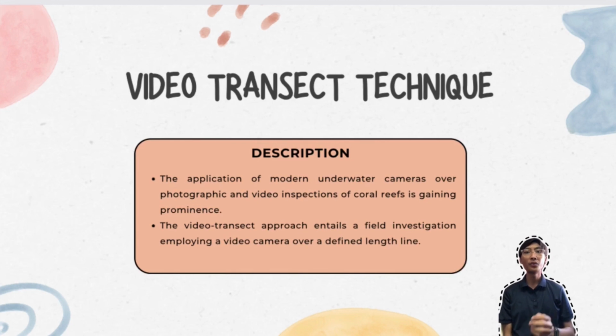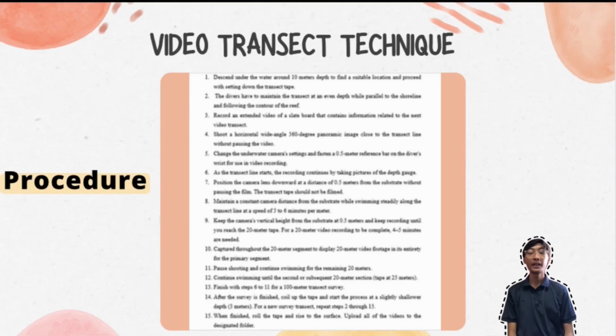Do you guys know what is video transect technique? Video transect technique is the application of modern underwater cameras for photography and video inspection of coral reef. The video transect approach entails a field investigation employing a video camera over a defined length line, with the captured picture being afterward further examined by a computer. These are the 15 steps of procedure from the video transect technique.